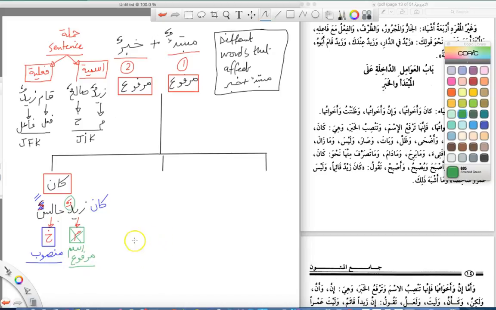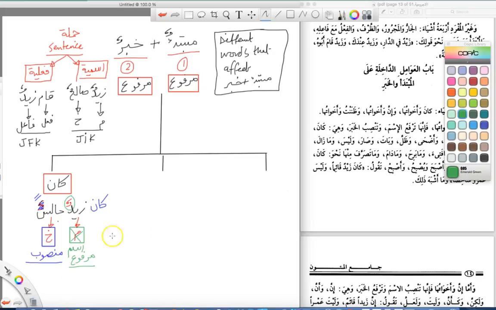Technically, mubtada and the ism of kana are the same thing really, but because kana has been attached to it, we're going to give it a new name now. We're going to call it the advanced version of a mubtada, an updated mubtada, just like people update the apps on their phones. So the mubtada of a kana is now updated, and you call it an ism of kana. So it's ism marfoo, and that's khabar mansoob. Everyone understand that? That's how kana works.